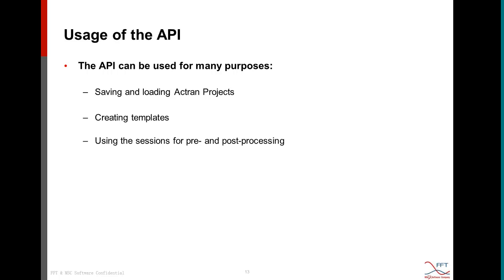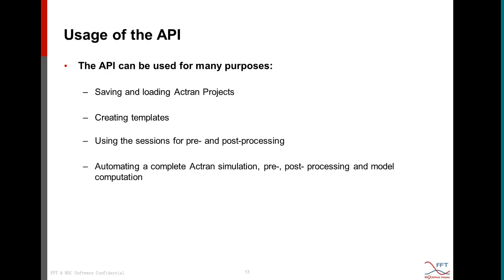Third, pre-processing and post-processing steps can be edited to avoid repeating manual operations. And when pre- and post-processing steps are already automated, we can add the computational step, meaning the running of the Actran model, into this automated chain. Finally, parametric studies are also a typical example of API usage.